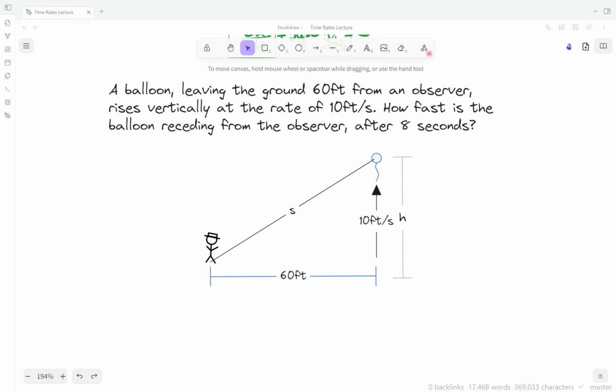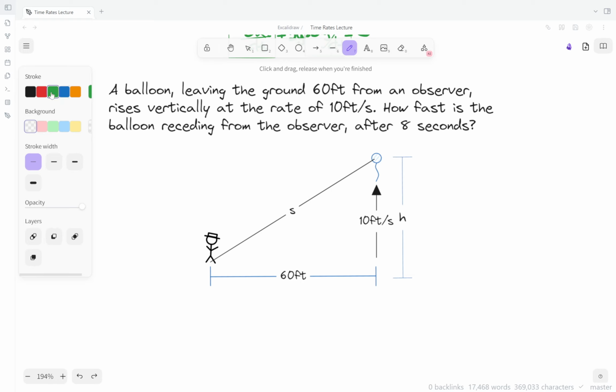As you can tell, we're not looking for another rate with respect to time. It's saying how fast the balloon is receding. Usually when we say how fast, that is in terms of speed, so that's distance with respect to time. Now, that distance, as you can see on the figure, is represented by the variable s. It's the one right here. Let's say s is the separation between the observer and the balloon.